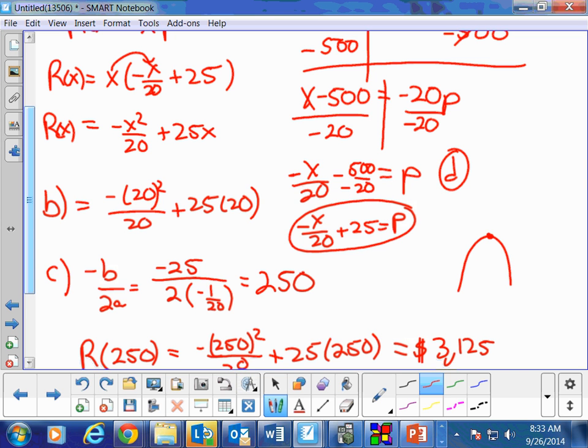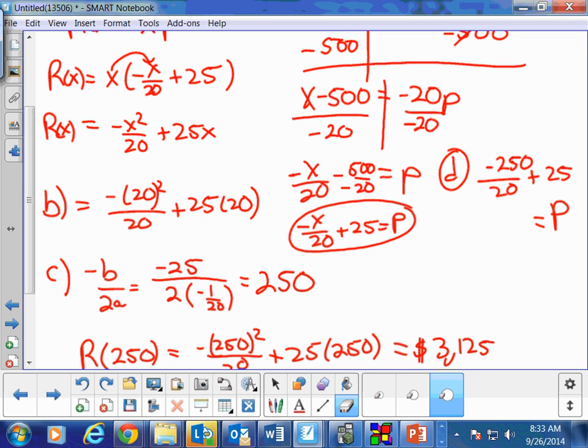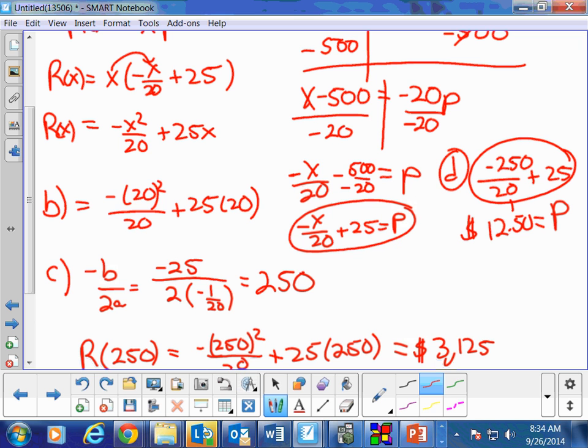Question D on this one means that I'm going to type in negative 250 over 20 plus 25. The price I really should be charging for this product ends up being $12.50. And that's really all I did, just use the computation of this to produce this.